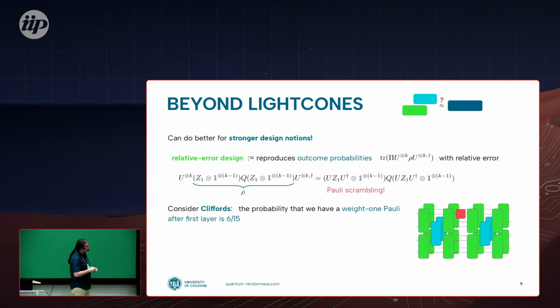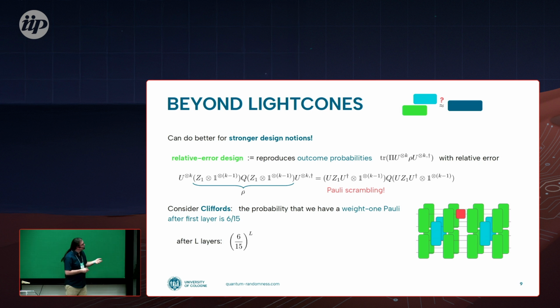Then we can look at the action of the very first 2-qubit gate on this set operator. There's a certain probability that the image of this set operator is again weight 1. We have 15 possible Paulis that could come out, and 6 of them have weight 1. So the probability of getting a weight 1 operator after the first layer is 6/15. Now we can repeat this for the second layer. It's again a weight 1 operator, and I can ask how high the probability is to get another weight 1 operator. It will again be at least 6/15.